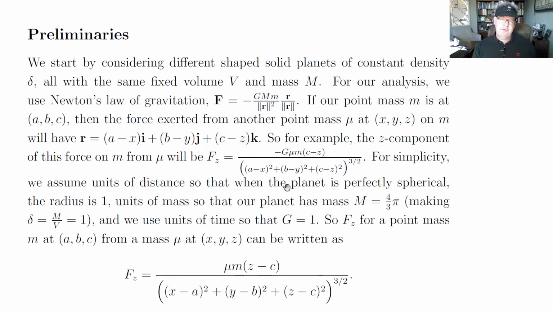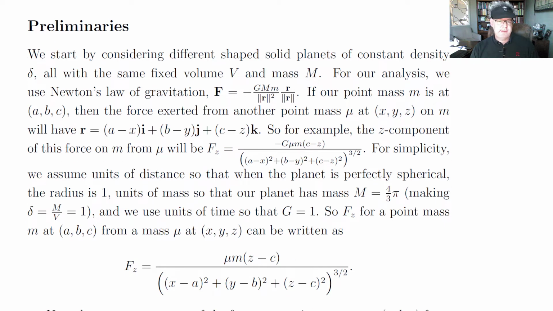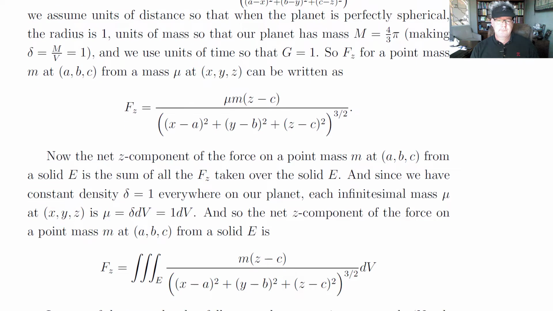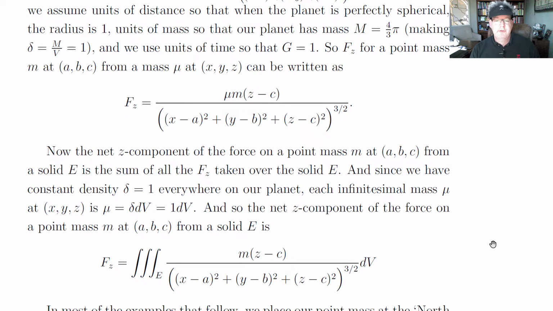We're going to use units so that our planet has radius 1, mass 4/3 pi, so the density is 1, and units of time so that gravitational constant G is 1. So that simplifies the force of gravity in the z component to be this. And we're going to sum up from everywhere in a solid, so we need a triple integral. Each mass mu will just be the density times the infinitesimal volume. So we end up with this triple integral that we have to do over the solid.